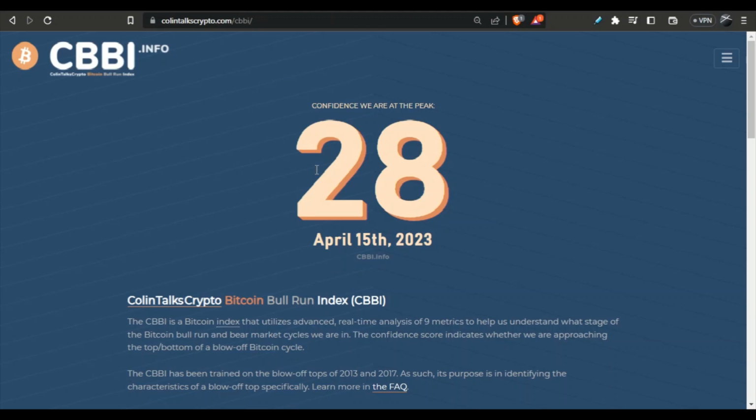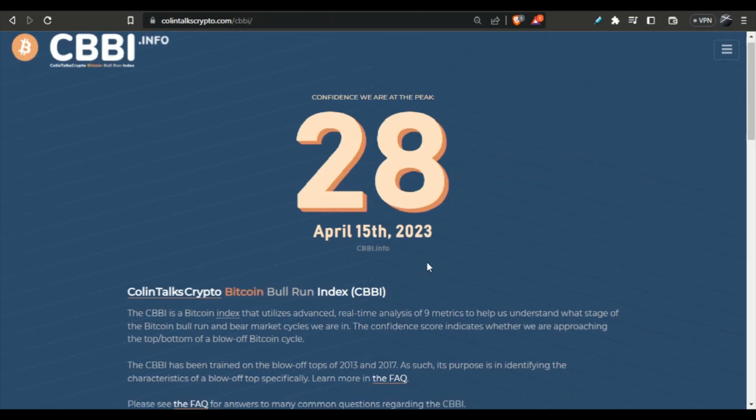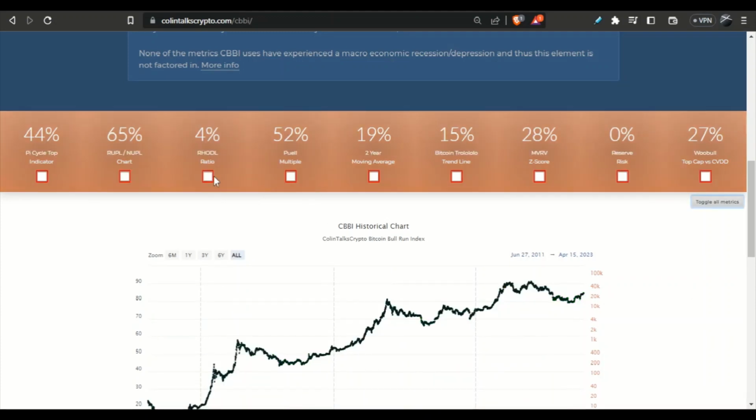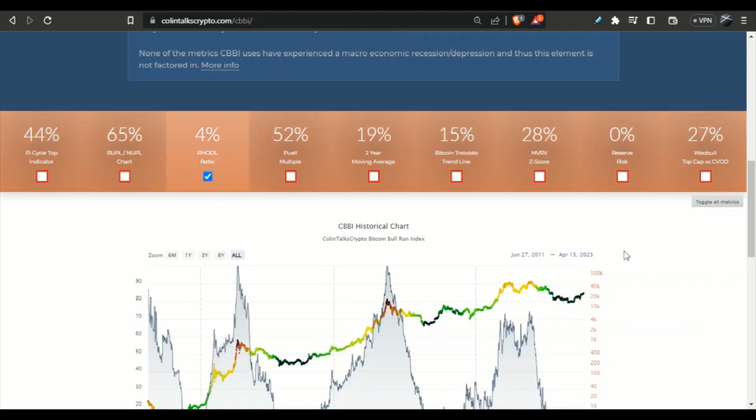So we're on the 28th out of the 100 on the Bitcoin Bull Run Index by CoinTox Crypto, the CBBI Index. After discussing the Bicycle Top Indicator and the NUPL, we're gonna deep dive into the RHODL ratio. This is one of the lowest indicators between the 9, and we're gonna toggle off all indicators and just add the RHODL ratio.